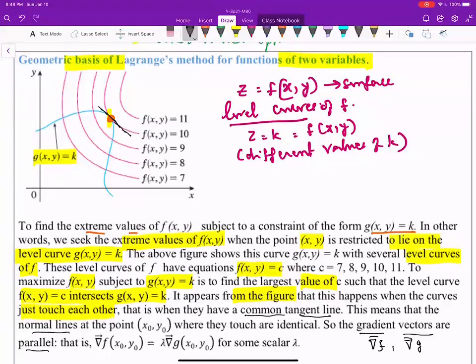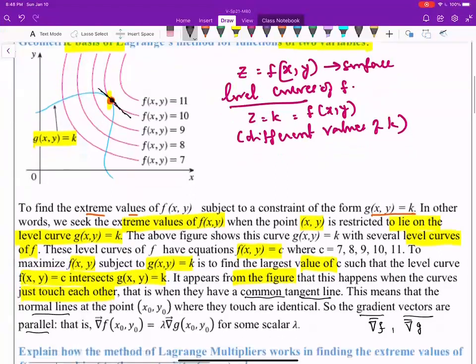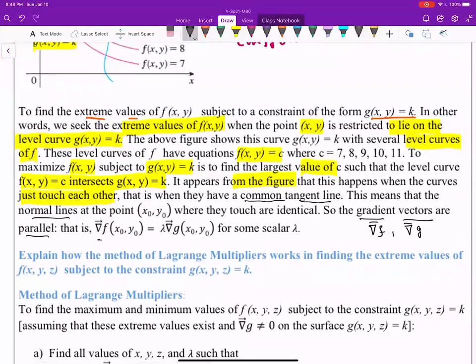That is, gradient f at the point x0, y0 equals lambda times gradient g at the point x0, y0 for some scalar lambda. The point at which the two level curves touch is the point x0, y0. At that point, the gradient vector of f is a scalar multiple of the gradient vector of g, and the scalar lambda is the Lagrange multiplier.